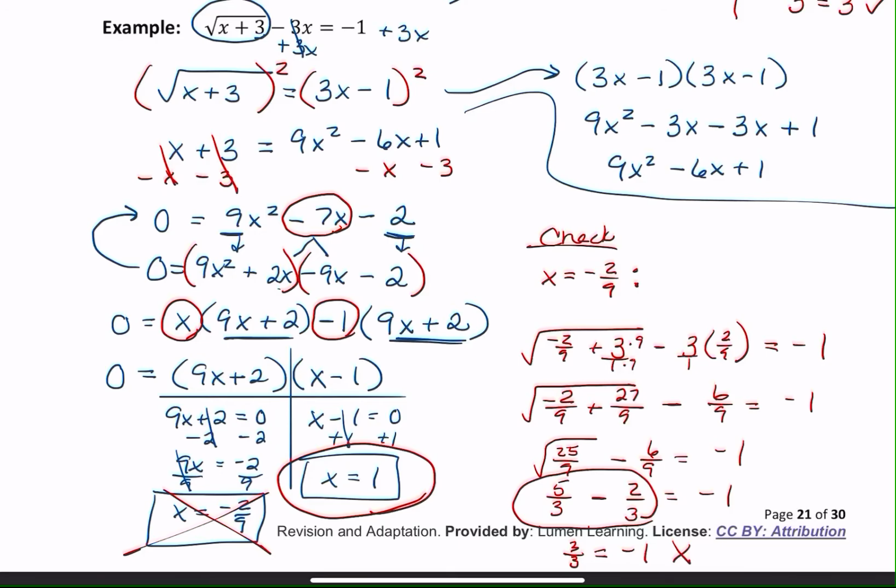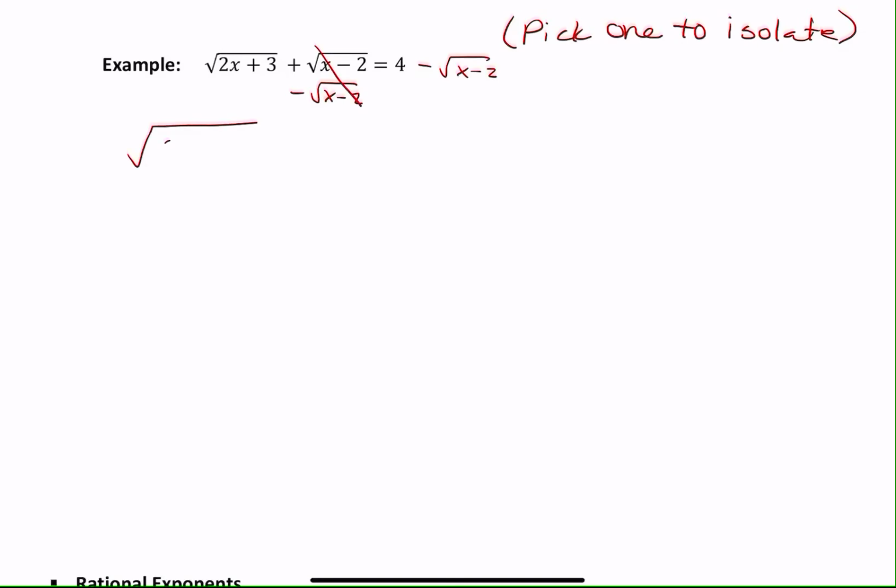Okay, let's do one more of those. This one's a little trickier because it has two radicals. So you're going to pick one of them to isolate. Doesn't matter which one. I'm going to subtract the square root of x minus 2 from both sides to get the square root of 2x plus 3 by itself. And that's going to be 4 minus square root of x minus 2. So I've got one isolated.